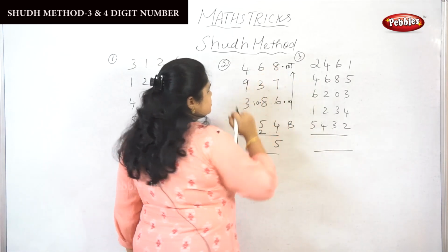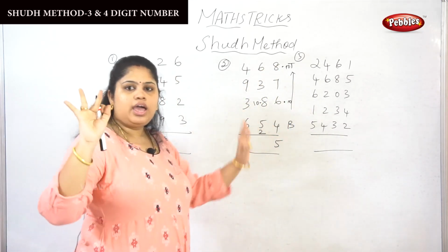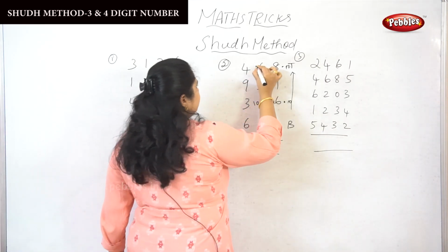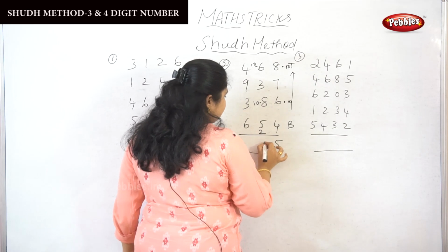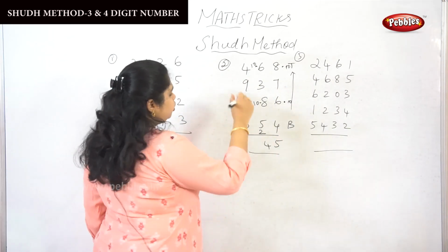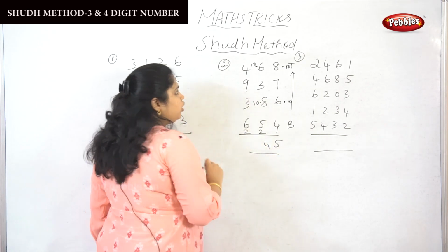So 8 plus 6 is 8 plus 6, 12, 13, 14. So I have a 10 here. So I have just written only the 4 here, isn't it? So how many 10s have I got? 2 10s I have got. So I have written a 2 here.